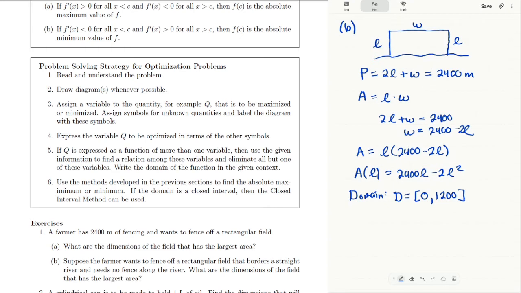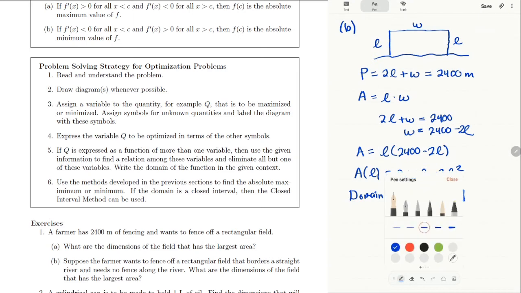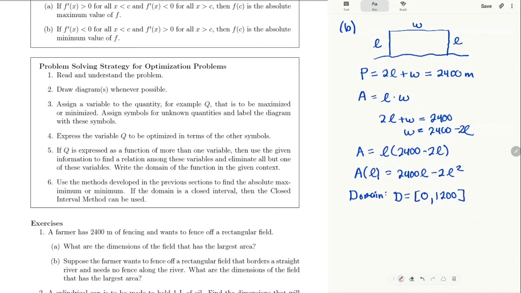Now, if we considered solving for L in the perimeter equation instead of W, then we would end up with L is 1200 minus W over 2, in which case the area function is going to be 1200 minus W over 2 times W, which can be simplified to 1200W minus W squared over 2.